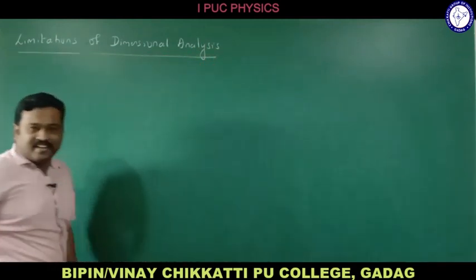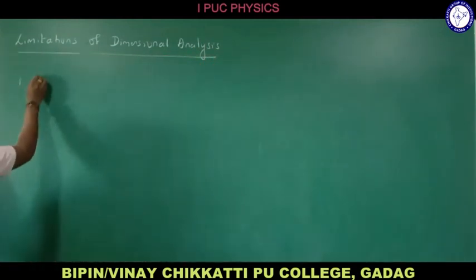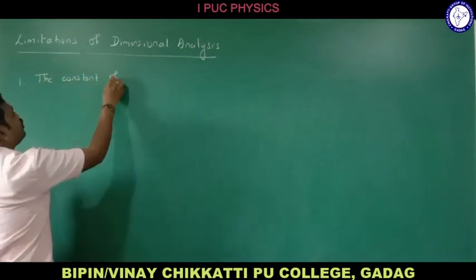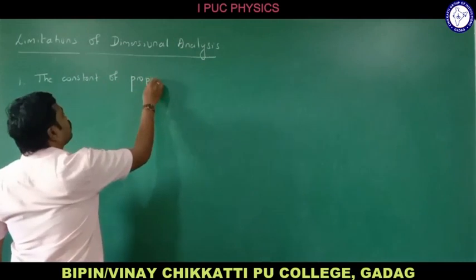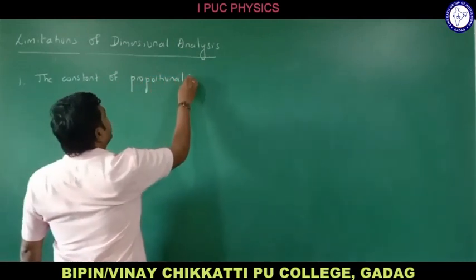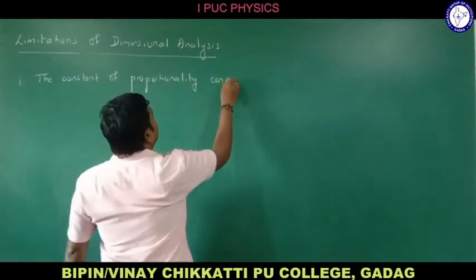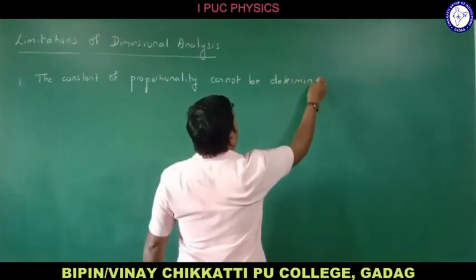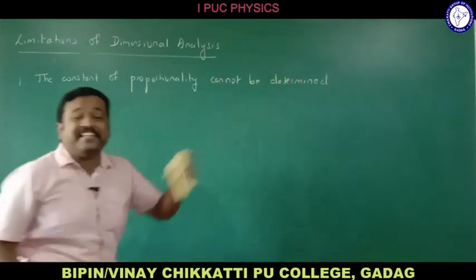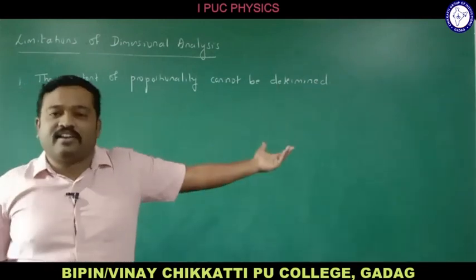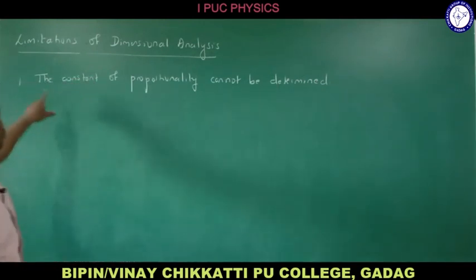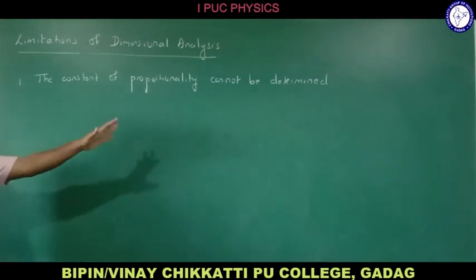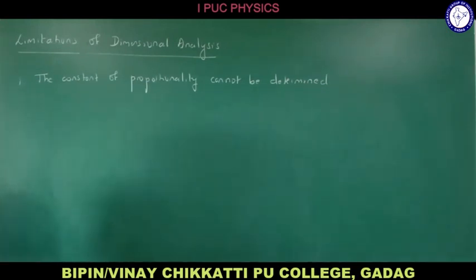Limitations of dimensional analysis. First limitation is the constant of proportionality cannot be determined. So this is one of the drawbacks. We have seen that the K value we cannot calculate by using dimensional analysis. So that is one of the drawbacks. What are the limitations of dimensional analysis? First limitation, the constant of proportionality cannot be determined.